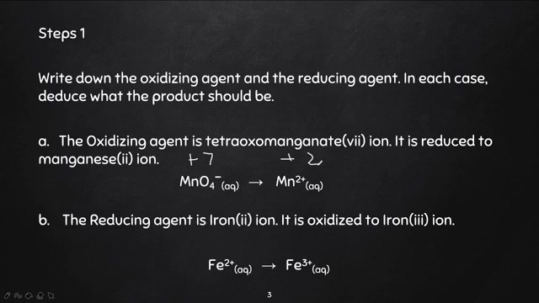Now the reducing agent in this case is the iron(II) ion. The iron(II) ion got oxidized to iron(III) ion, that is from +2 to +3. This is oxidation because oxidation is defined as an increase in the oxidation number of a substance. So the iron(II) ion got oxidized to iron(III) ion, so iron(II) ion is the reducing agent. The manganate ion is the oxidizing agent.